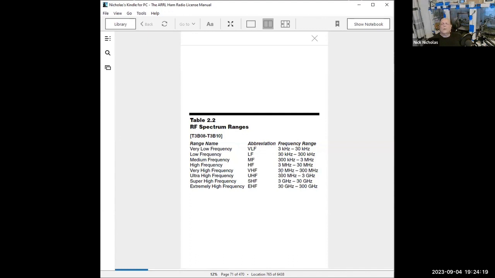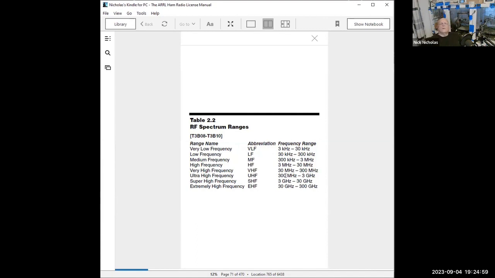Now, the 430, 420, 430, 440, all the way to 450, it's a real big band, the 70 centimeter band, as we call it. Those frequencies fit right in this ultra high frequency range. So does our 800 megahertz band, and actually so does our 1.2 gigahertz band, but it's starting to get closer to the super high frequencies.